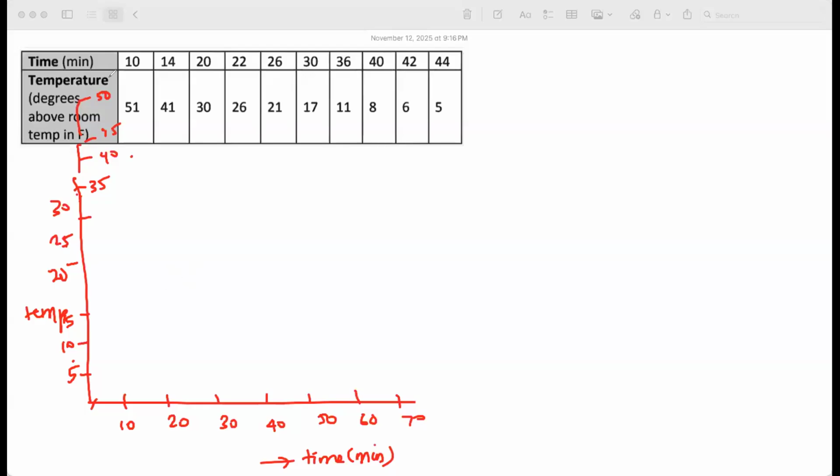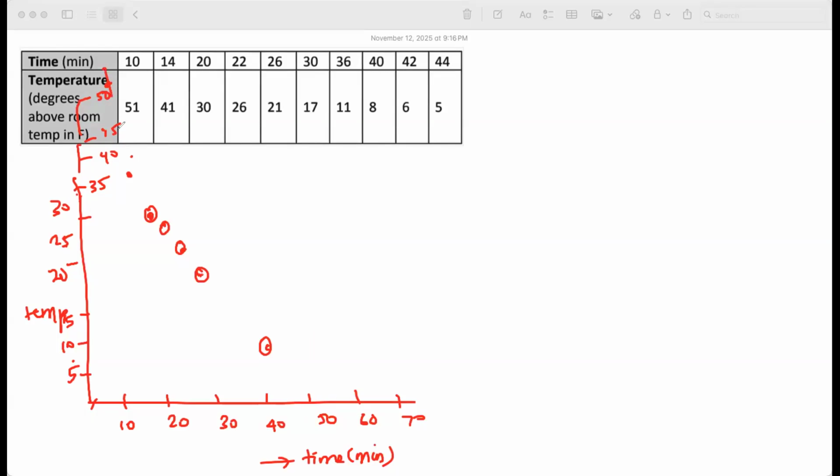Now, 10 is 51. And then 14 is 41. And then 20 is 30. And then 22 is 26. 26 is 21. 30 is 17. And then 40 is 8. What happens here? 50 is 40. 42 is 6, 5.